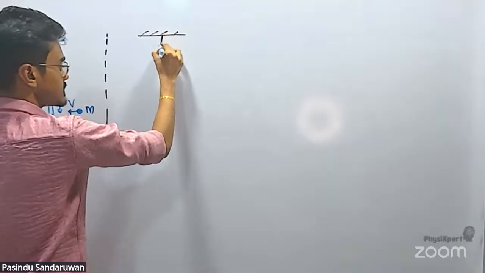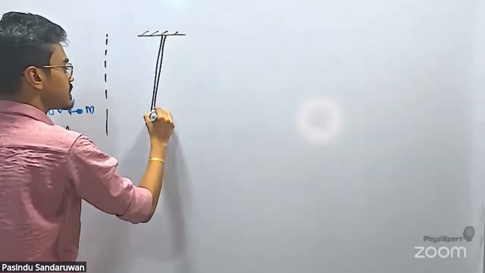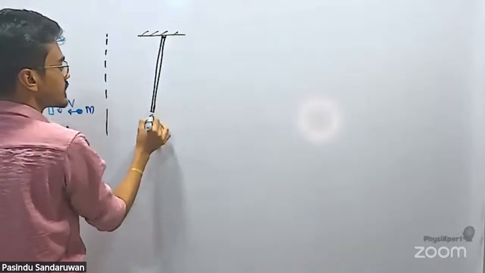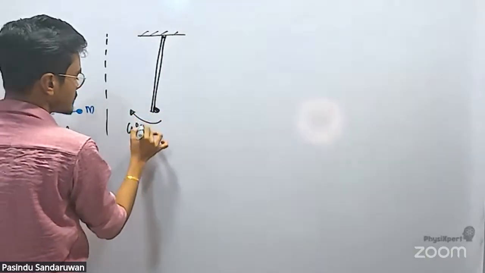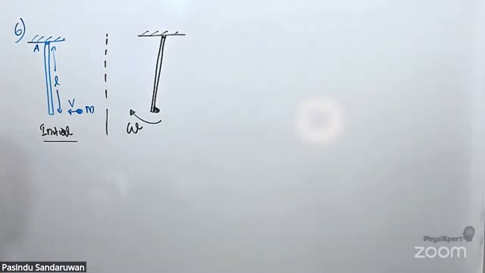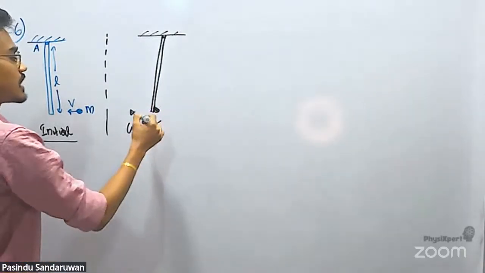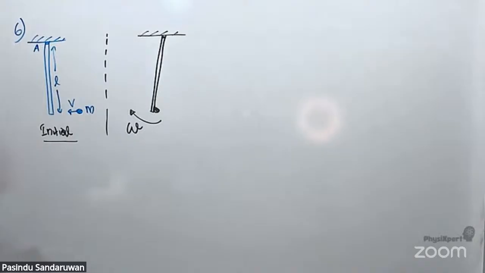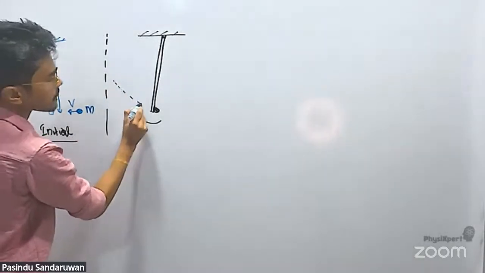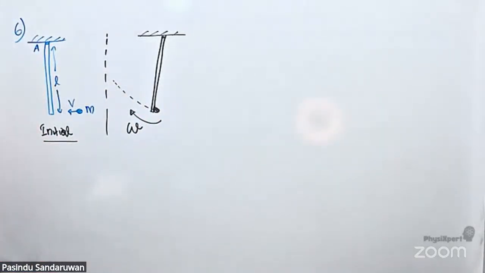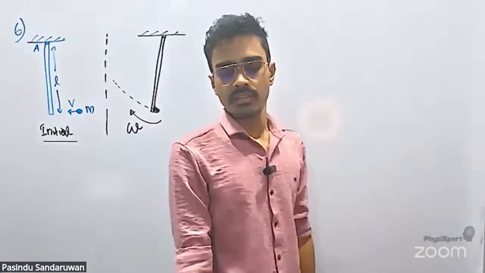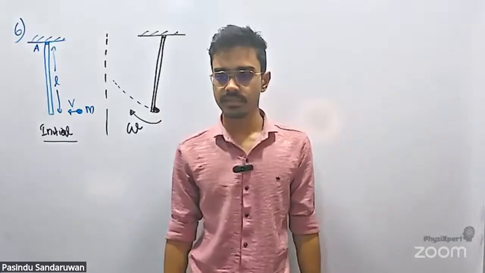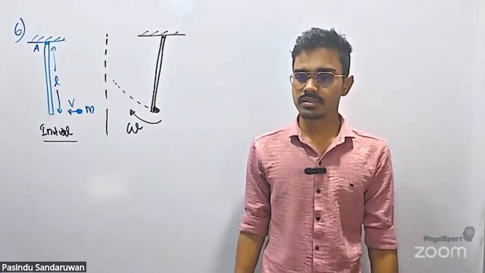So once it is stuck, this will start rotating. This is stuck to this, and the system starts rotating with a velocity, let's say that is omega. 3V/4L is a possible value. Possible value, good. 3V/4L.